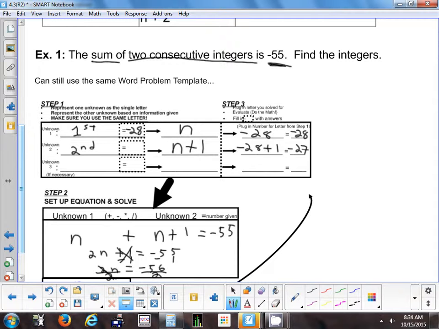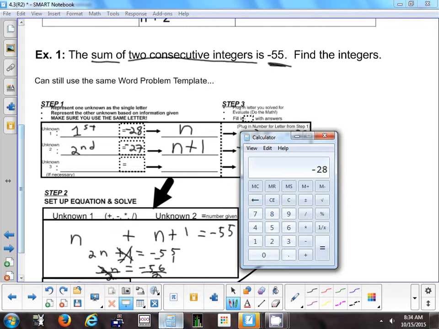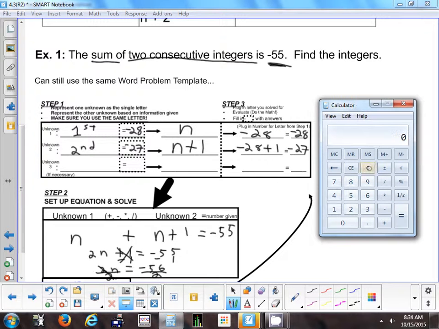What is my second integer? Michaela? Negative 27. Nice. Remember, when you deal with a negative, the numbers don't think it's going to go up to negative 29. All right, it's going to come to negative 27. Okay, and let's check it. Let's just add them up and see what we get. Negative 28 plus negative 27. Is that what they're supposed to add up to?